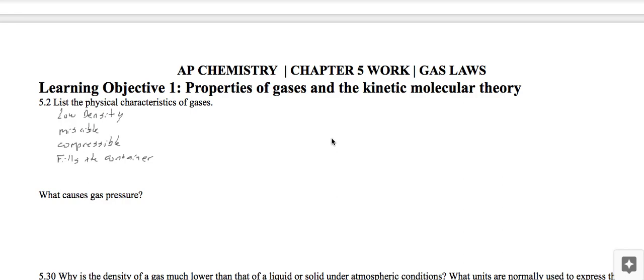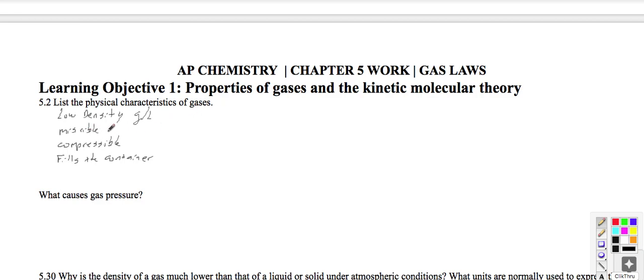Start off with the first one, the properties of gases in the kinetic molecular theory. These are the four characteristics of gases that we're going to look at: low density, miscible, compressible, and fills the container that they're in. With low density, the gas molecules are very far apart from each other, and therefore the density is going to be very low. So low that we measure the density in grams per liter, where for solids and liquids, we measure the density in grams per milliliter.